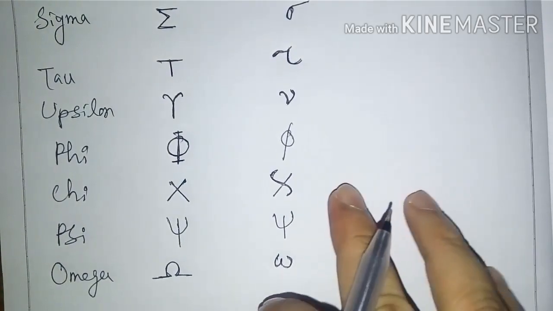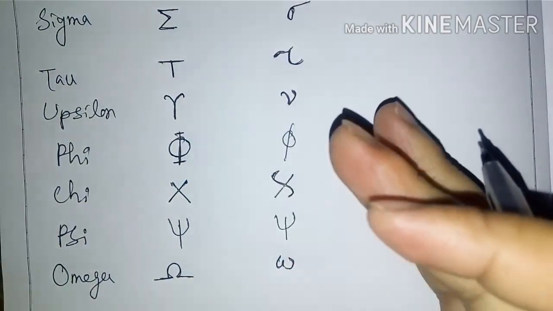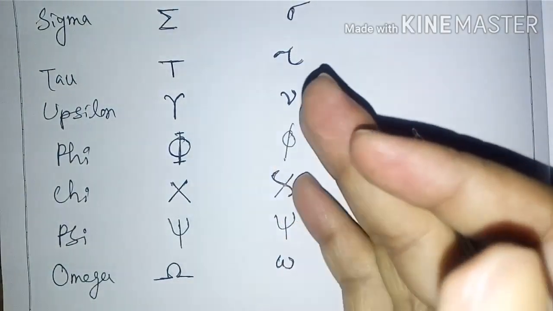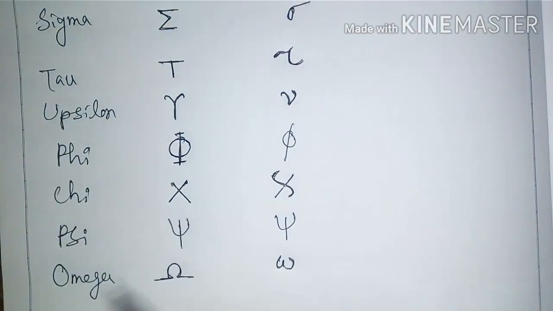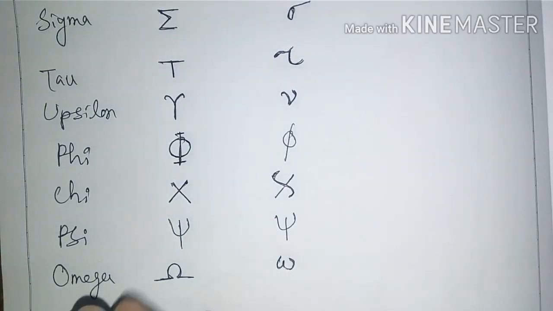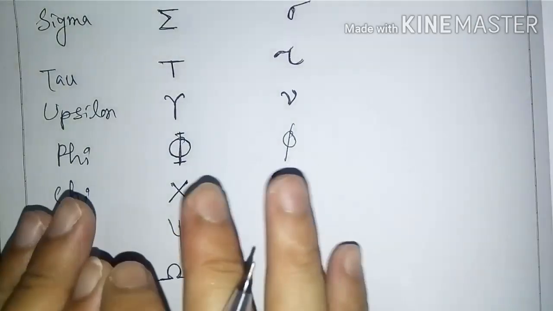I hope you understand this part, Greek letters. You have to see these Greek letters. This is very important for higher studies, in classes 11, 12 and also classes 9, 10. Physics, chemistry, and mathematics also need these Greek letters. Understood? I hope you understand.